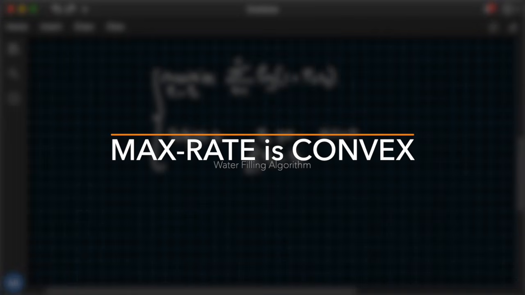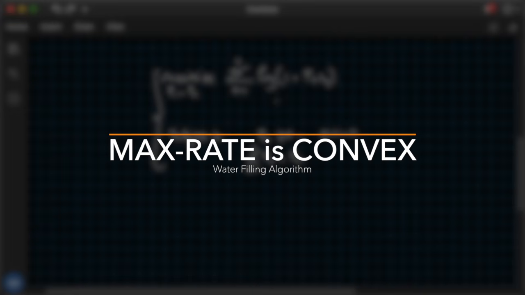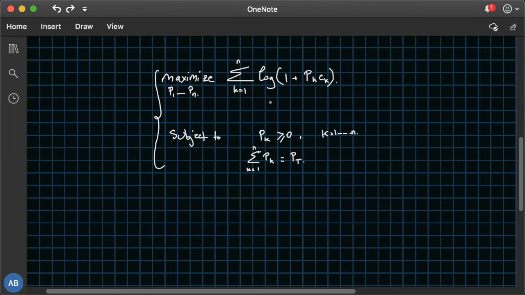So how do we solve this problem? Well, first of all, this problem is convex. Why?